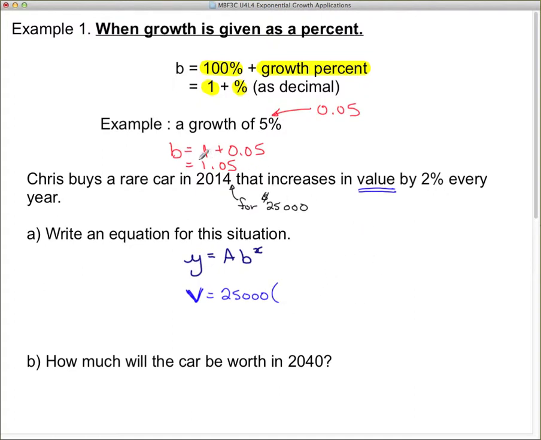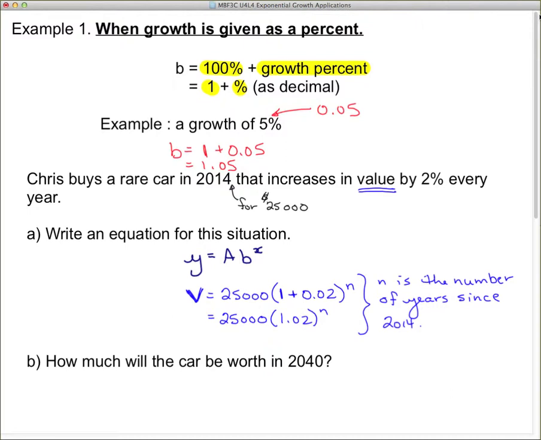Our B factor, well, this car retains 100% of its value, and then we have to add in what it increases by. So it increases by that 2% every year. We've got to write 2% as a decimal. It's not just 2, it's 0.02. And this X, let's call it N for number of years. Okay, so here's our situation, and I'm going to simplify that a little bit. That's going to be 25,000, and our growth rate is 1.02 to the N, where N stands for the number of years since 2014. So maybe I should just put that in there. N is the number of years since 2014.